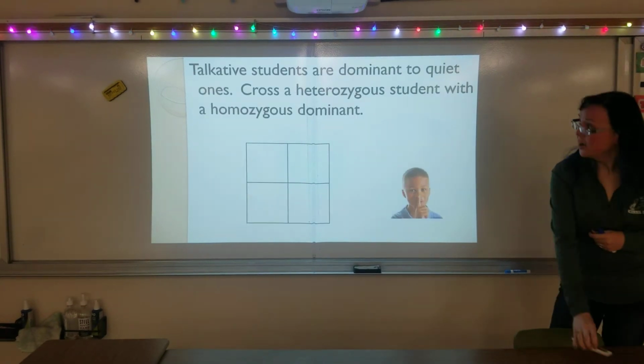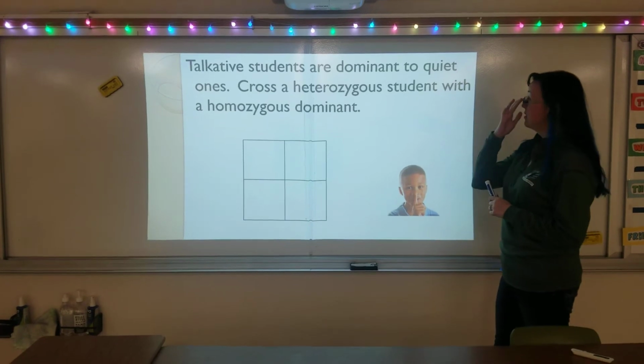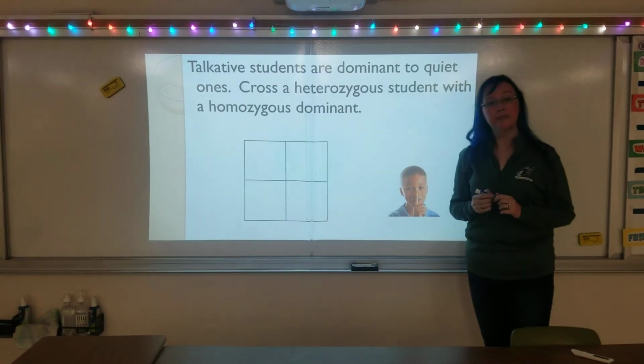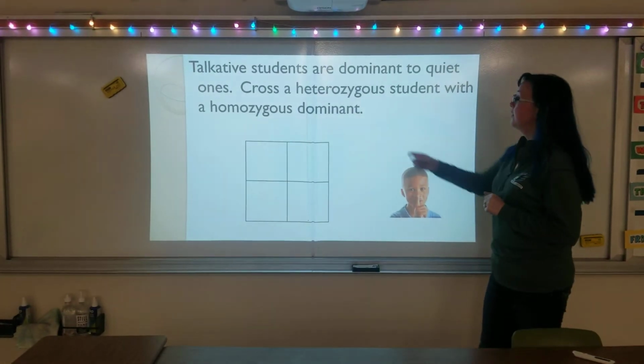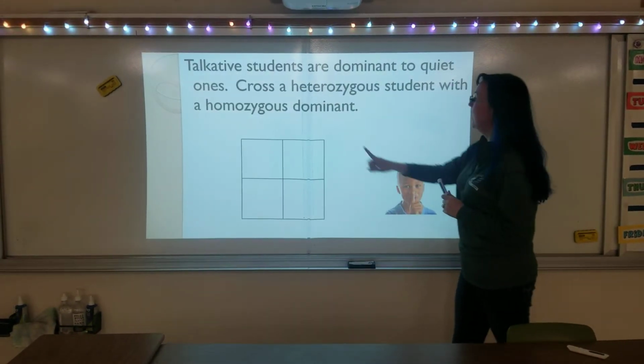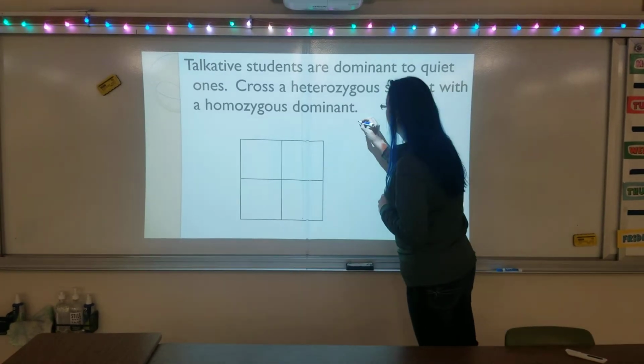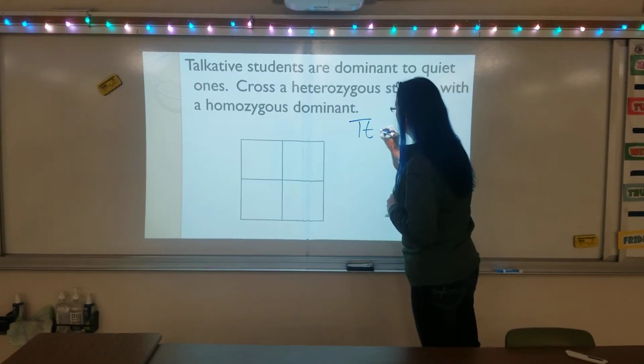All right, next one. Talkative students are dominant to quiet ones. Very true. Cross a heterozygous student with a homozygous dominant. So again, we have to figure out which letter we're going to use, so we've got to figure out which one's dominant. Talkative students are dominant, so we're going to use a T. So we have a heterozygous student. Heterozygous means that it's different. So we're going to have a capital T and a lowercase t.